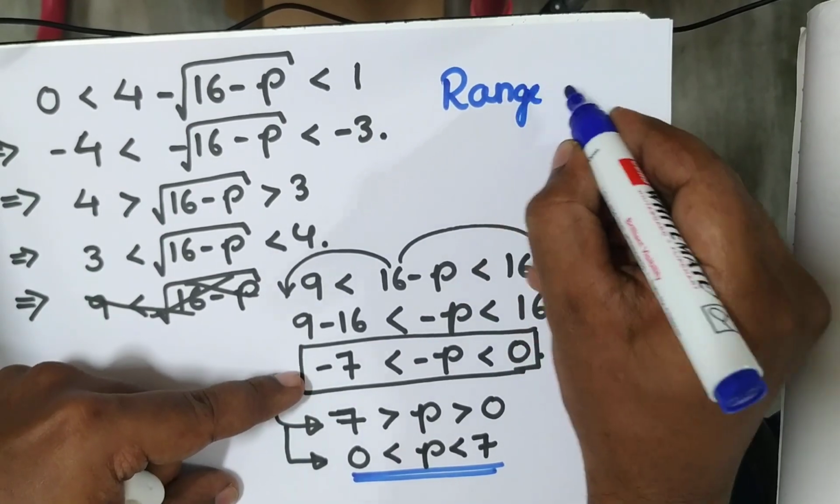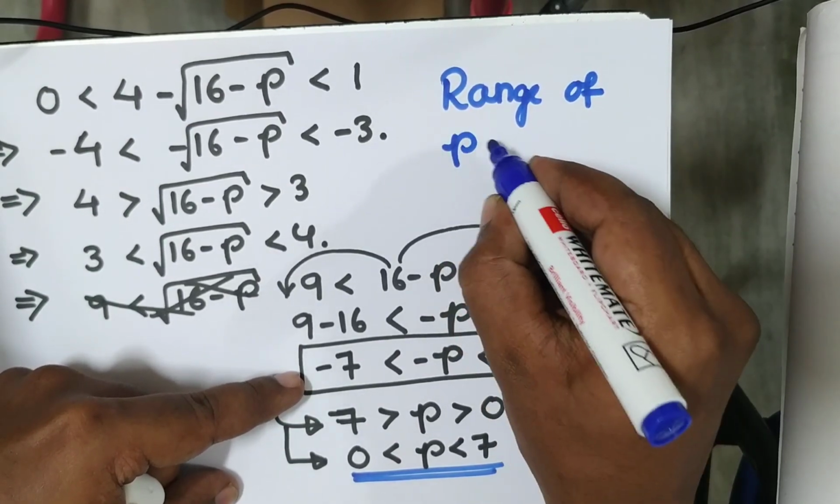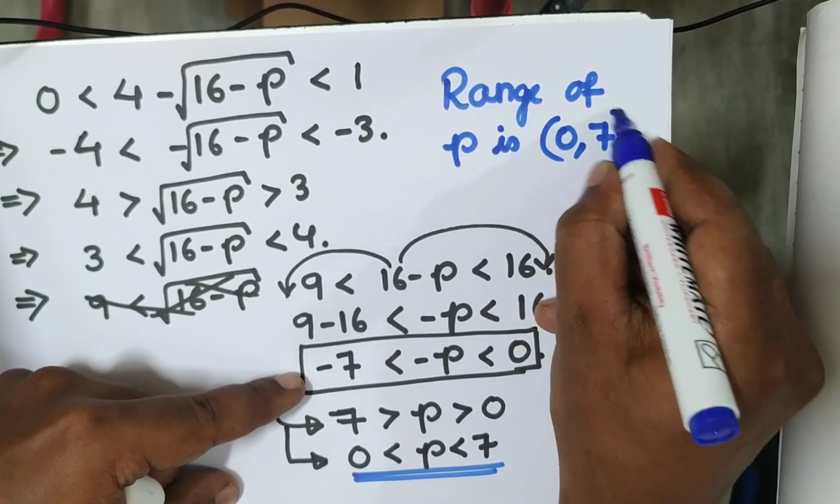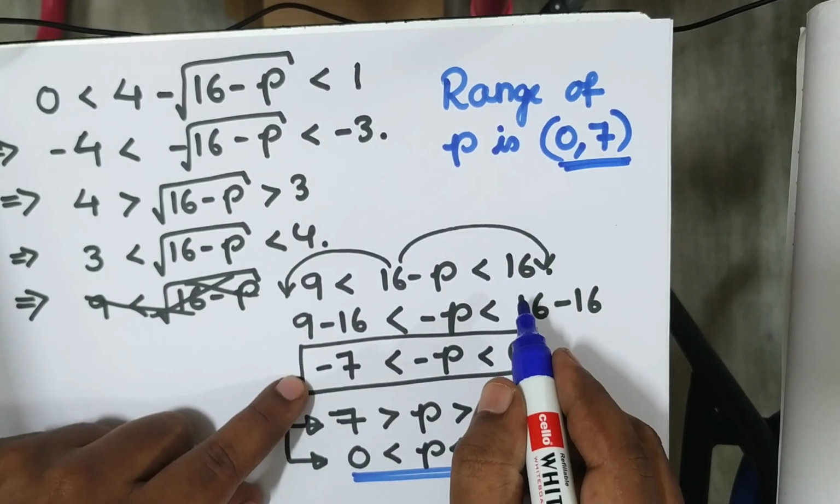So the range of p is 0 to 7. That's simple, right?